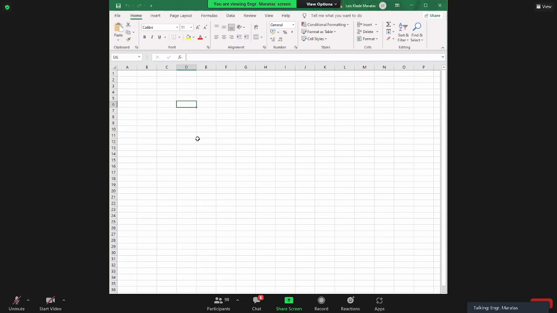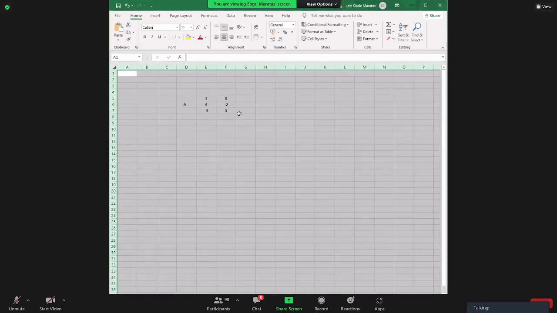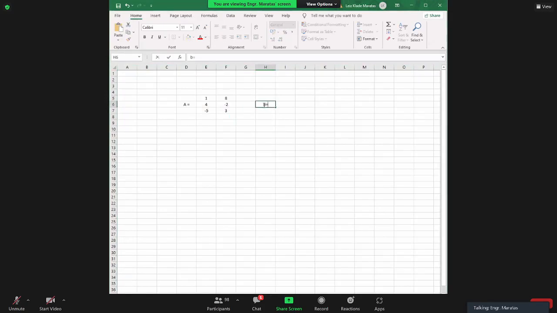Okay, so for example, this is your matrix A, and the size of matrix A is 3 by 2, right? 3 is 1, these are the elements. Okay, 1, 4, negative 5, and this one is 8, negative 2, 3. And your matrix B is 2 by 2, so 6, negative 1, this one is negative 7, and 2.